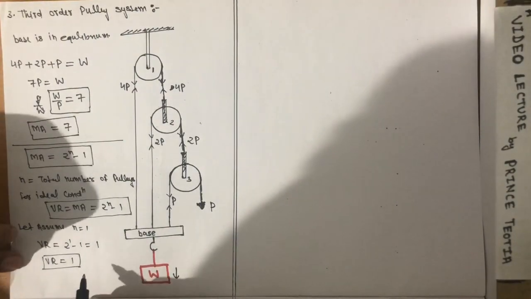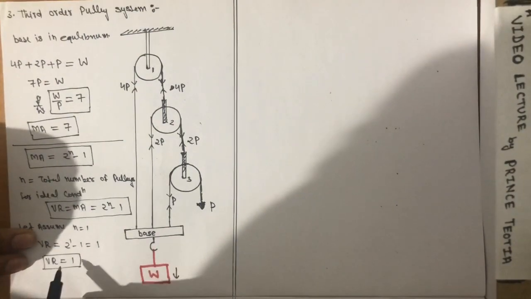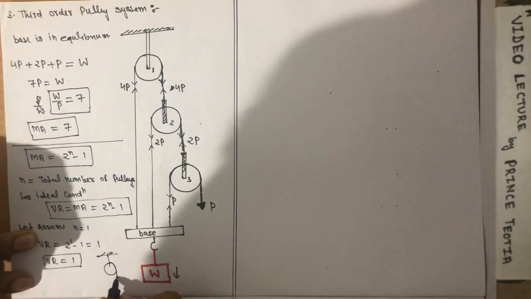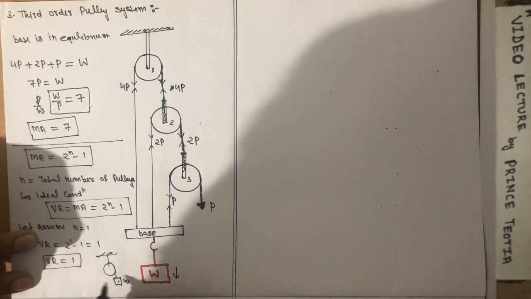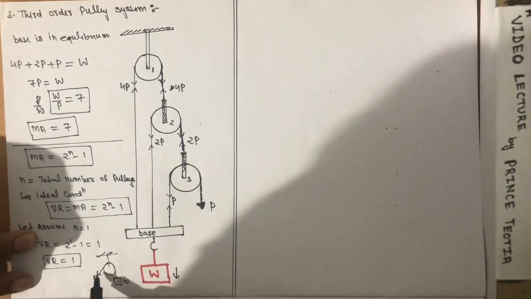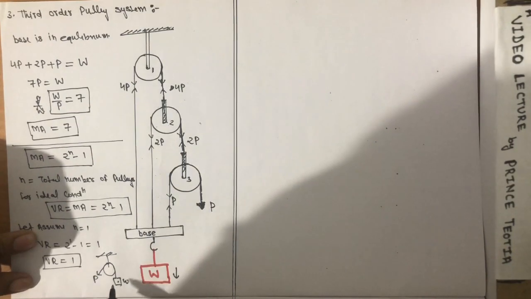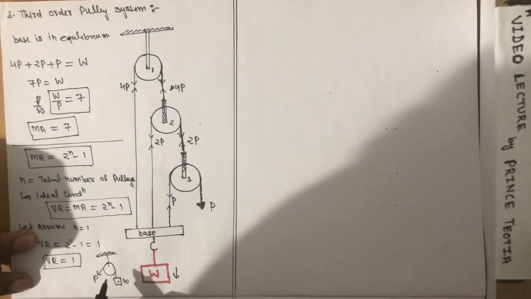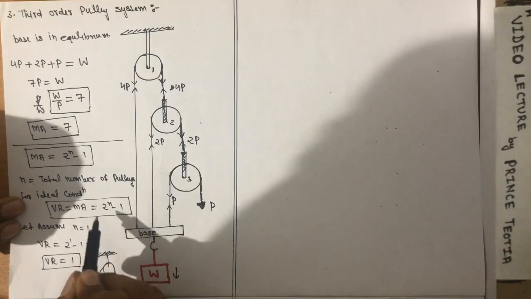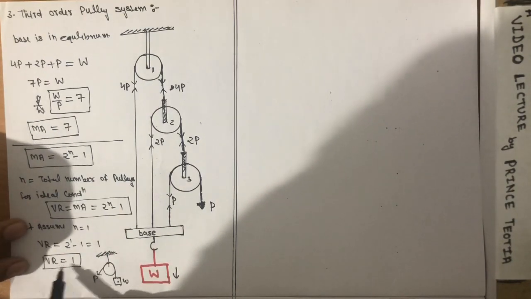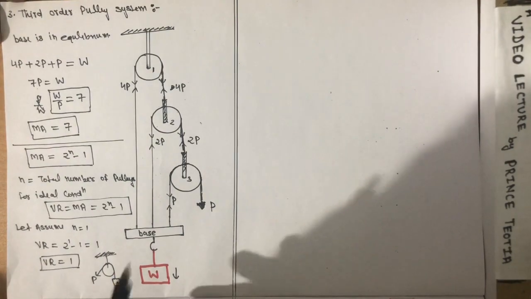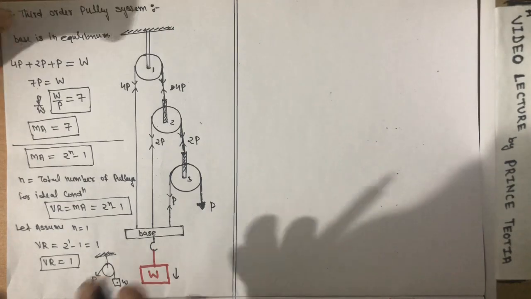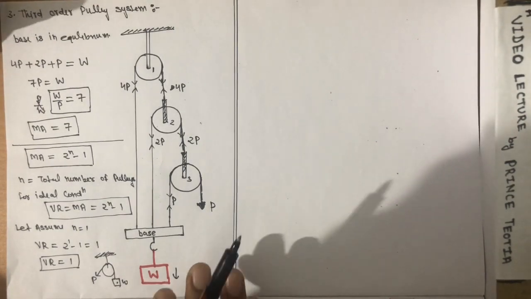In the beginning we already found out the velocity ratio for one pulley is 1. I am explaining again. If this is W, this is the one pulley, and this is P, whatever distance is moved by P will be equal to that moved by W. So in a single pulley, the velocity ratio is always 1. From this equation we find that this is also velocity ratio 1. So you have to remember only one thing: in the third order pulley system, we are counting the total number of pulleys, not just the movable pulleys.